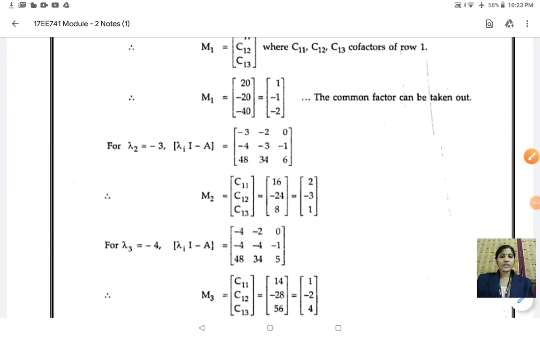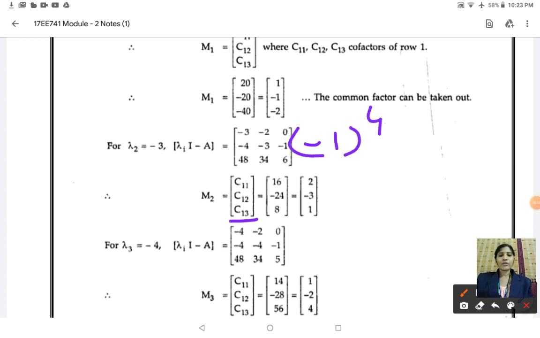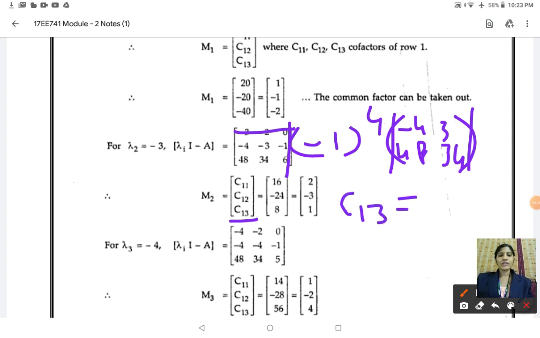Next, when you calculate C13, that means minus 1 to the power of 4. You eliminate the first row and third column, and when you calculate the determinant value of this minor of the element, you will be getting C13 as 8. Then you can take 8 as a common factor and you get the values 2, minus 3, 1.